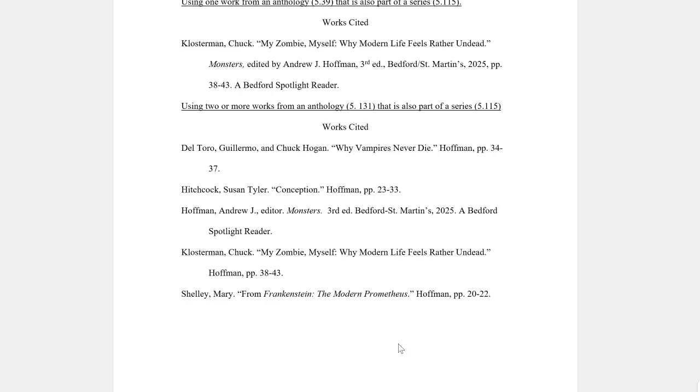Now, as I said, it's pretty unlikely you would use, in this case, 4 articles from one chapter in an essay. That's pretty unlikely to happen this semester. I just do this for demonstration purposes so that you can see how it works. Everything's in alphabetical order, has hanging indentations. By the way, the works cited page is always double-spaced as well. Okay? So there you have it.